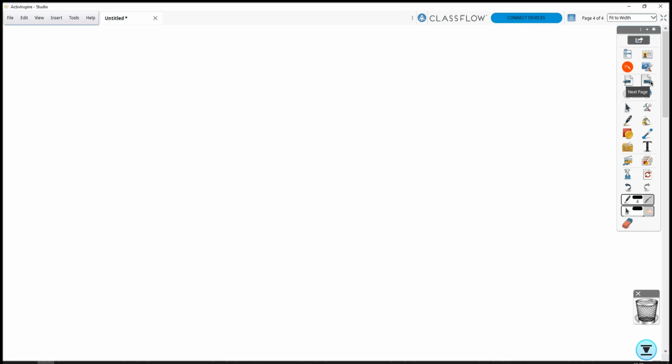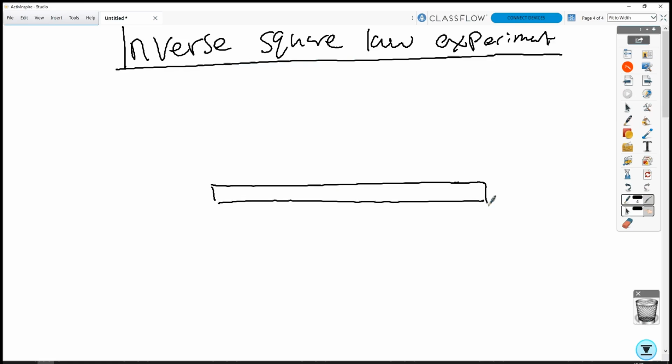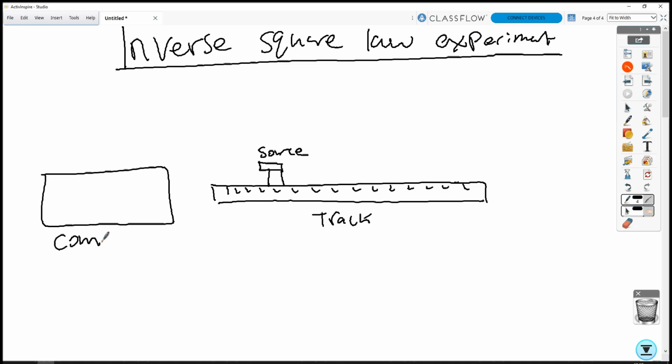All right, we start a new page, and we'll go through the inverse square law practical. This is one of the 12 required practical activities in A-level physics. So we've got a track, and we've got a source on the track. Then we connect a counter to our GM tube. This is what the experiment will look like.